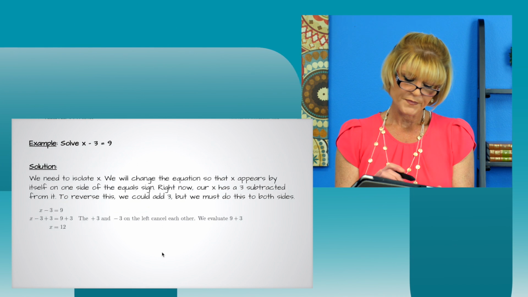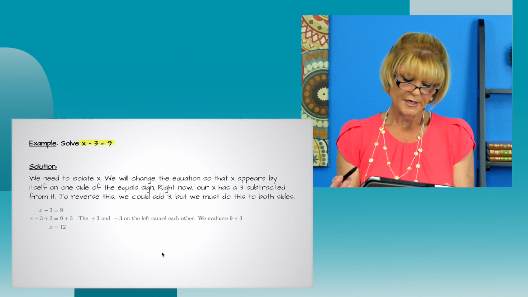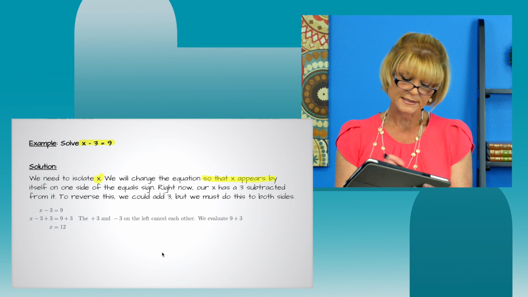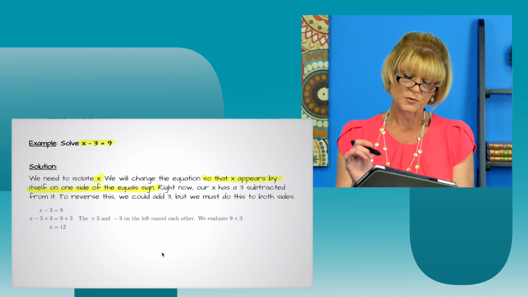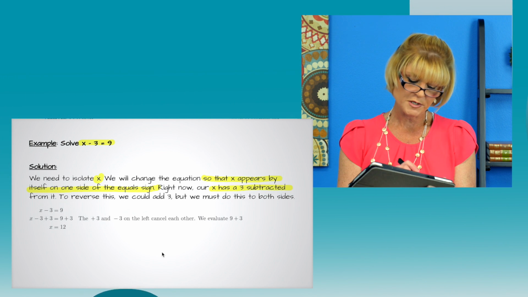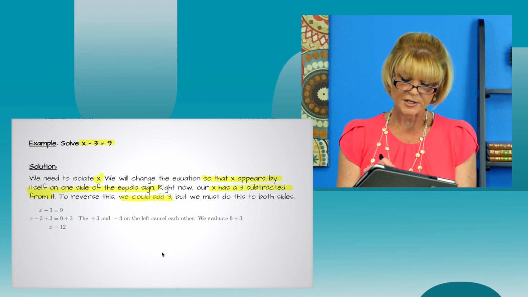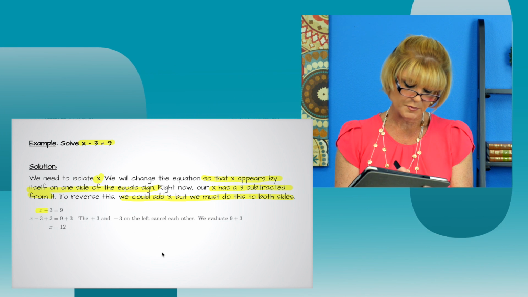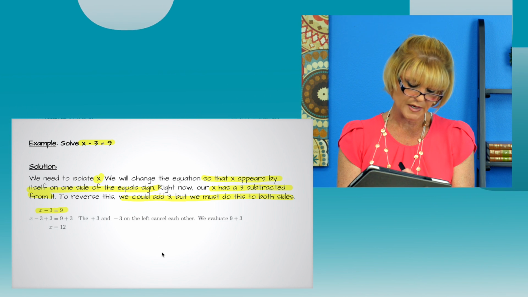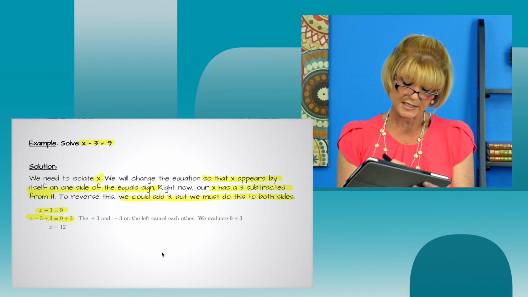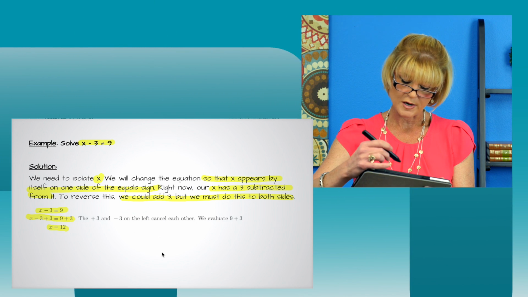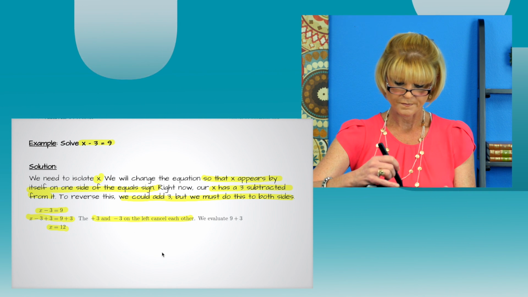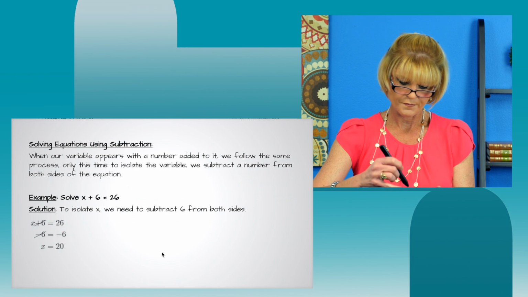So look at this example. It says solve x minus 3 equals 9. So we need to isolate our variable there, x, and we'll change the equation so that x appears by itself on one side of the equal sign. So right now our x has a 3 subtracted from it, and to reverse it, we could add 3, but we must do this to both sides. So x minus 3 equals 9. All we do now is x minus 3 plus 3, and then add 3 plus 9, and we get x equals 12, because the positive and negative 3 on the left side cancel each other out. And that helps us isolate our variable.